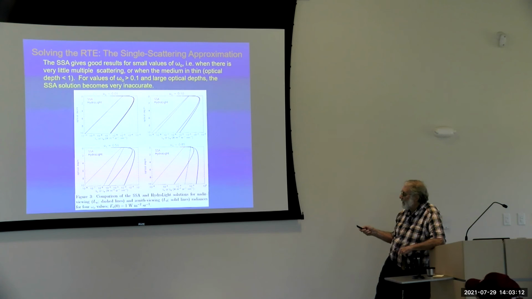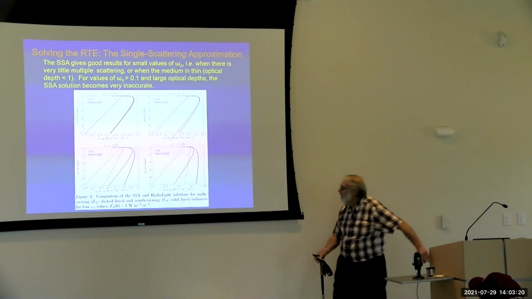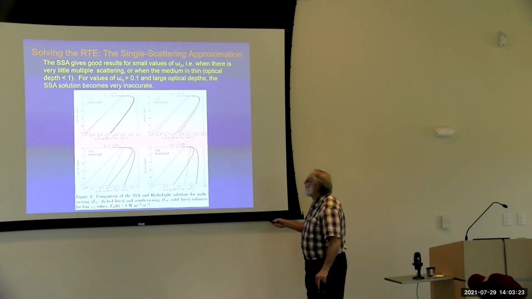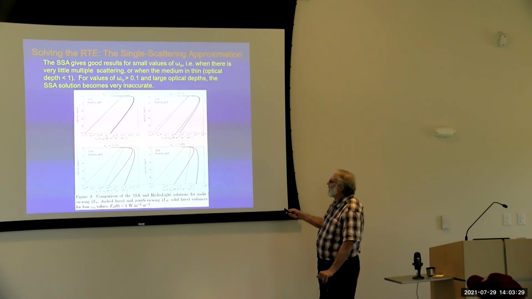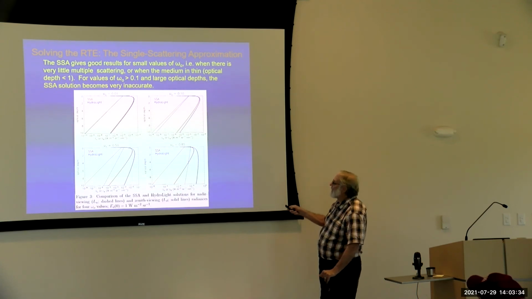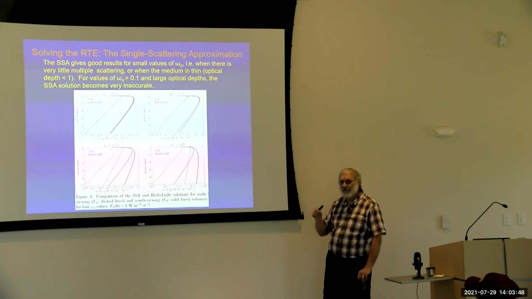Well, here we are, omega naught is 0.01, and I'm looking at L upward and L downward. So here's the downwelling radiance, and here's the upwelling. The red curve is the approximation, the blue is HydroLight, and the solid is downwelling, and the dash is upwelling. So omega naught is 0.01. That means there's very, very little multiple scattering, essentially a perfect solution.